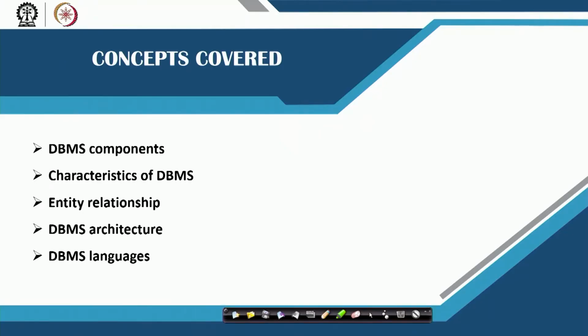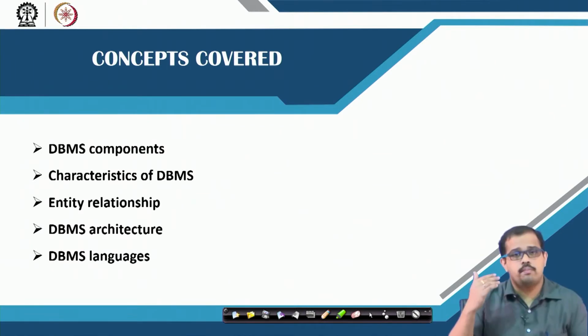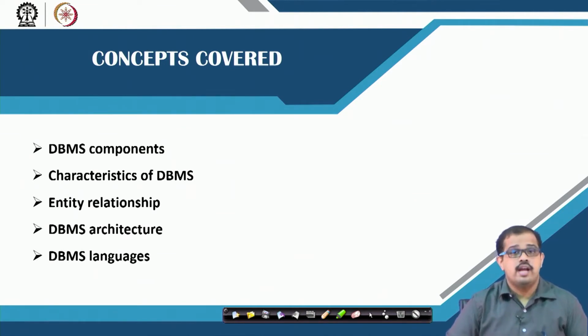Now let's get into what we mean by a database management system, how it works, what the different relations are that exist in this particular database management system, and how we perceive that relationship. We'll look at all of these in this lecture. And the concepts that would be covered in this class: first, what we mean by a database management system, components in a database management system, then characteristics of a database management system.